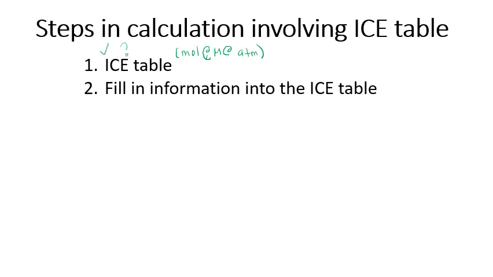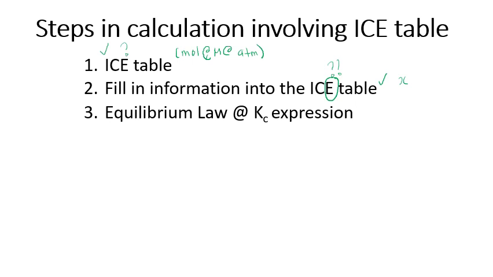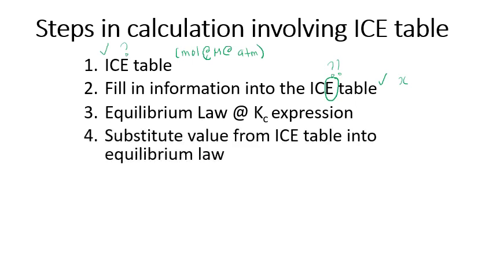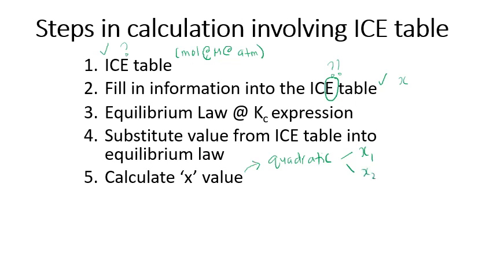Next, you fill in the information from the question into the ICE table. Then you will notice that in the ICE table there is an x value. To solve this, basically we need to look for the value at equilibrium. So we write the Kp or Kc expression, then substitute the values from the ICE table into the equilibrium law. Then we will get the x value. Most of the time we will get a quadratic equation. If it is a quadratic equation, basically we will get two x values, x1 and x2. So you have to decide which one is valid or invalid.